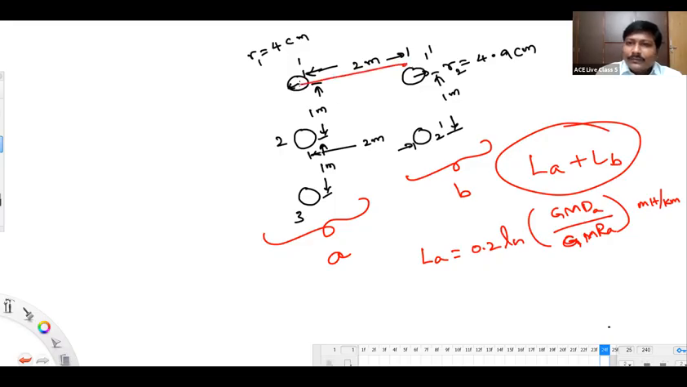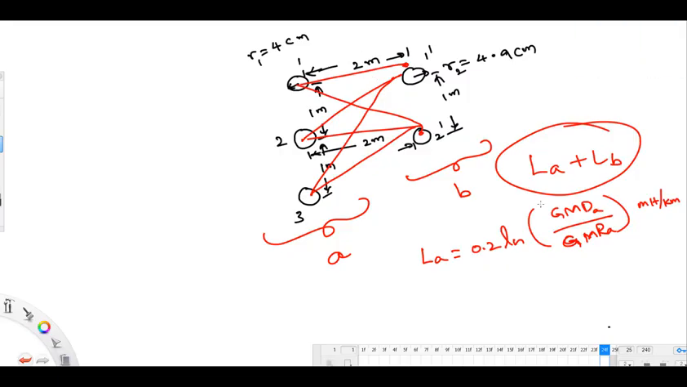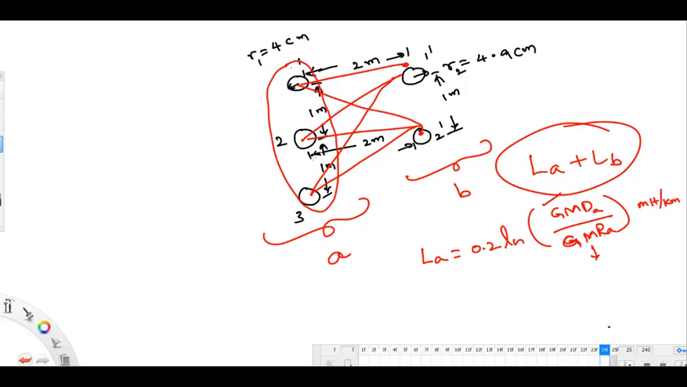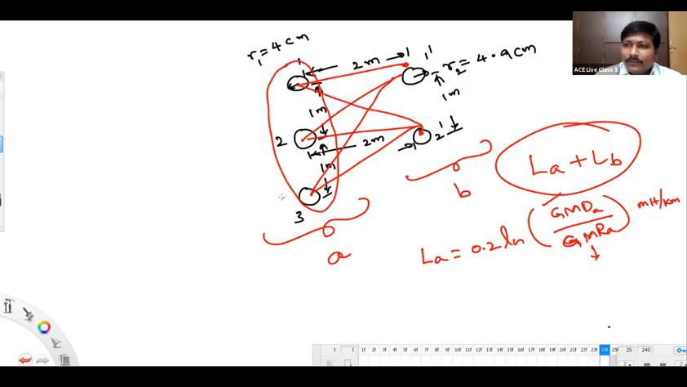What are the distances? 1 to 1 dash, 1 to 2 dash, 2 to 1 dash, 2 to 2 dash, 3 to 1 dash, 3 to 2 dash. Total 6 mutual distances you get. The geometric mean of the 6 distances will be GMDA. GMRA means you should take only 1, 2, 3, and you know how to do it, similar to a bundle. Dump the values, you will get LA.